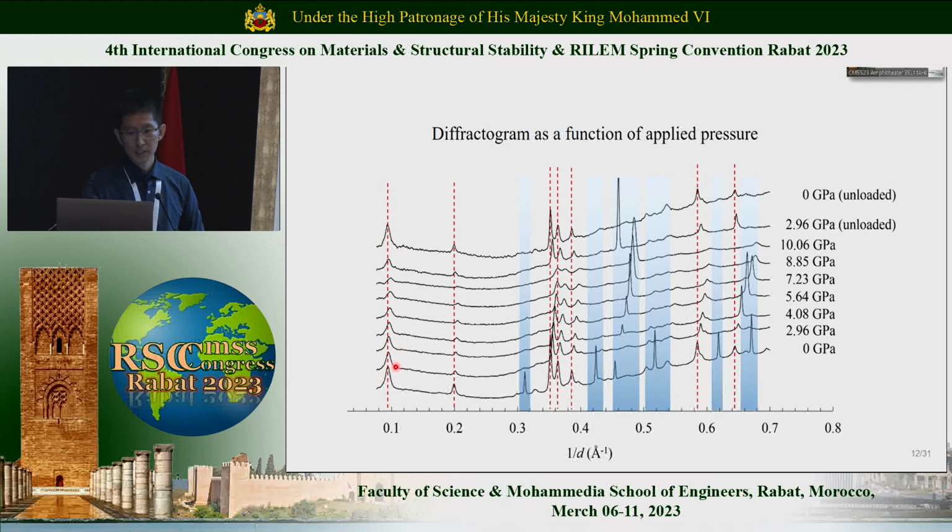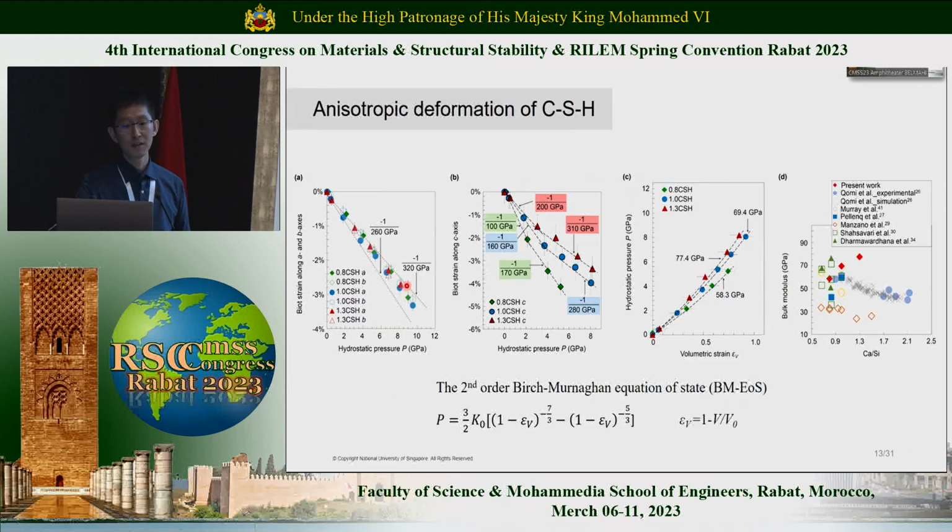So with increasing pressure, you see this peak starts to move to the right-hand side. That indicates that the spacing becomes smaller. It's shrinking because you apply the pressure. And similarly, if you look at other diffraction peaks related to the dimension within the plane structure, they also shift to the high angle, which means that the whole structure is shrinking. So from Rietveld analysis, we can quantify the lattice parameter change of CSH as a function of the applied load.